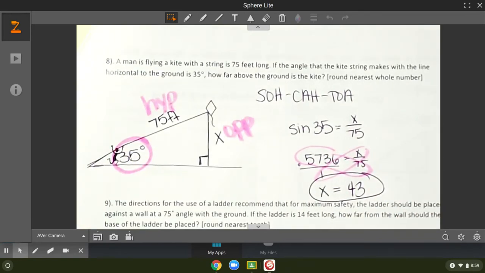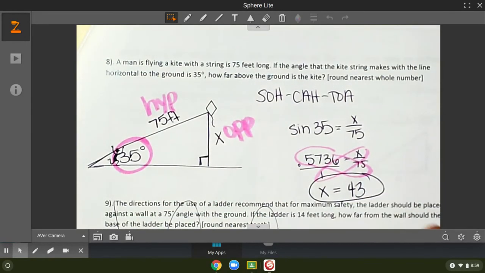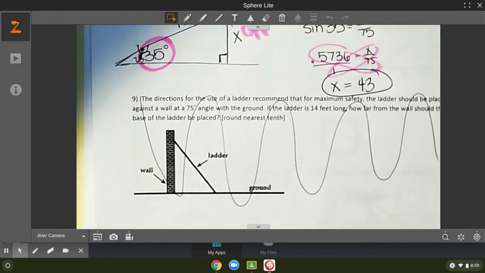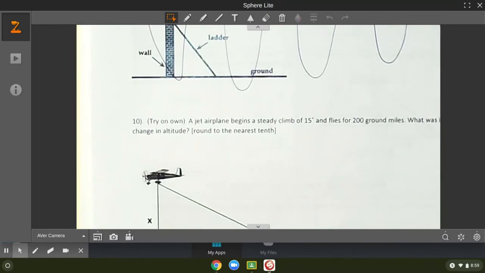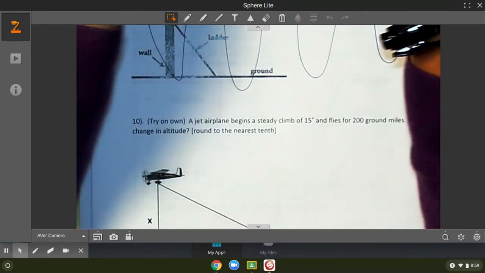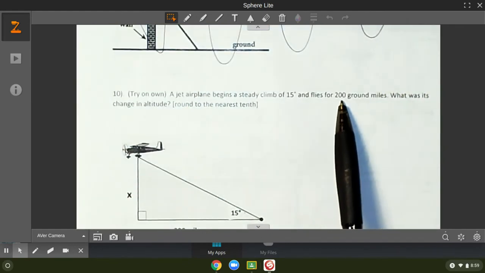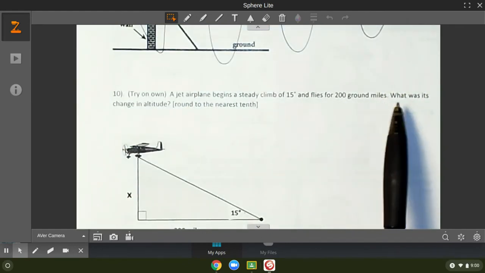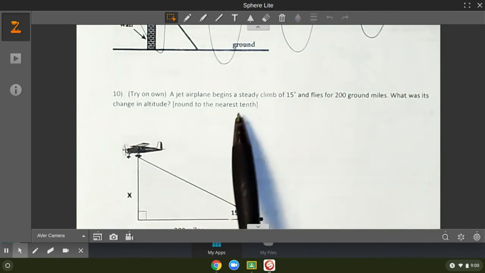All right, so let's go ahead and we're going to skip number 9. I feel like you've done enough of these questions. What I'd like you to do, though, is take a look at number 10. A jet airplane begins a steady climb of 15 degrees and flies for 200 ground miles. What is its change in altitude? Round to the nearest tenth.